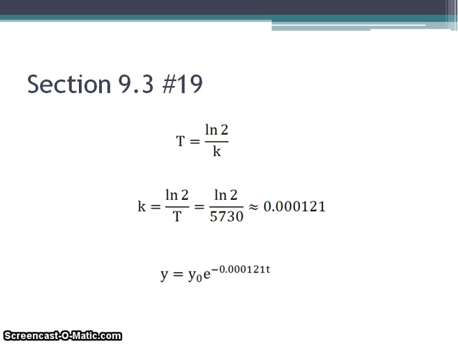So you use the equation for radioactive decay, and the half-life of carbon-14 is 5730. So you use the equation T equals ln 2 over K, and you solve for K, which equals ln 2 over T, which also equals ln 2 over 5730, which is approximately 0.000121. So your equation will be y equals y sub 0 times e to the negative 0.000121 t.